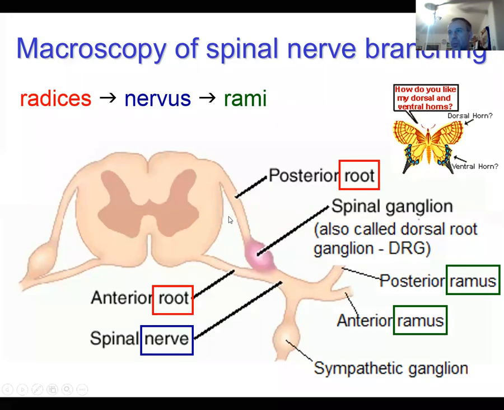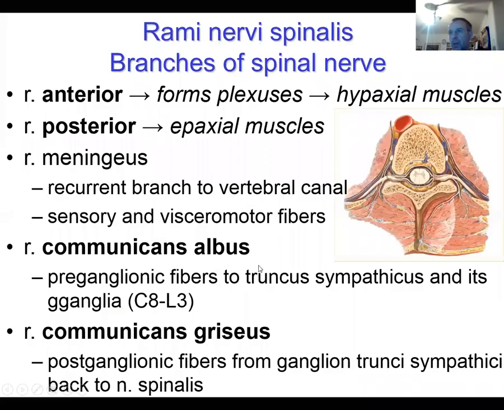Now we can move to the branches of the spinal nerve, and we can draw all the fibers which run in. So we have the anterior and we have the posterior branch. As we said, the posterior branch for epaxial muscles, the anterior branch for hypaxial muscles. The anterior branch forms plexuses, and you already know the brachial plexus and lumbosacral plexus.